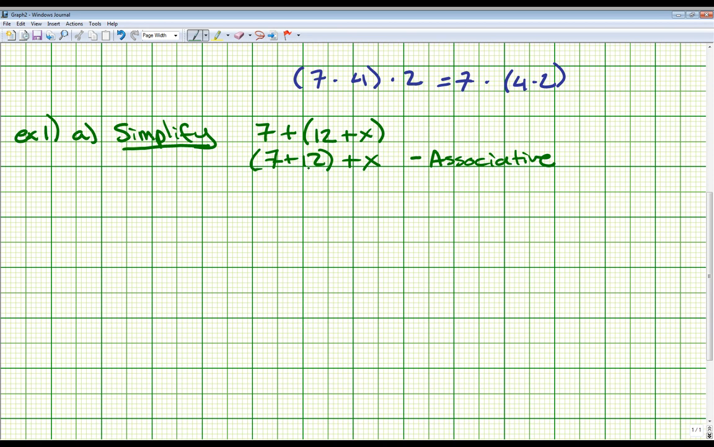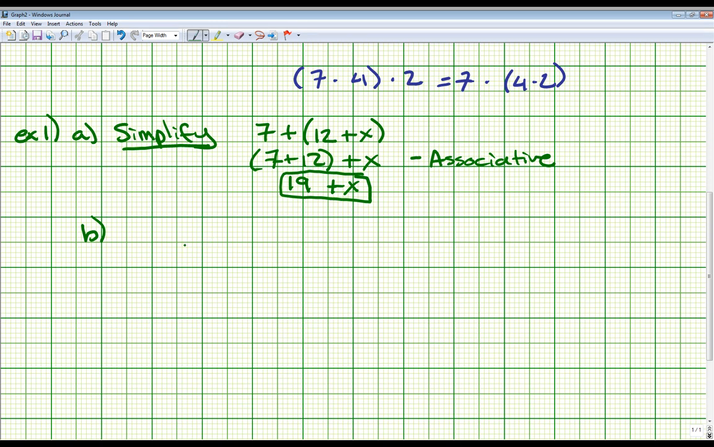So now we can go 12 plus 7, and 12 plus 7 would give us 19. So I have 19 here plus an x. So I just took 7 plus 12 plus x and I simplified it down to 2 terms using the associative property. I can't add 19 and x together because an x is an unknown number. So that's the shortest version that we can get here. Moving on to question B.